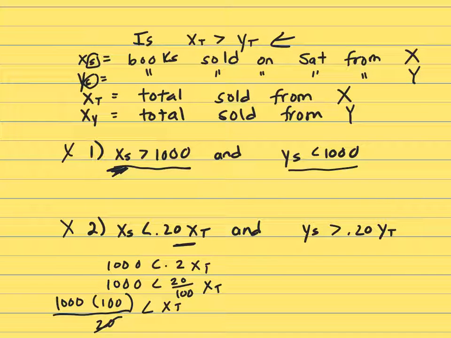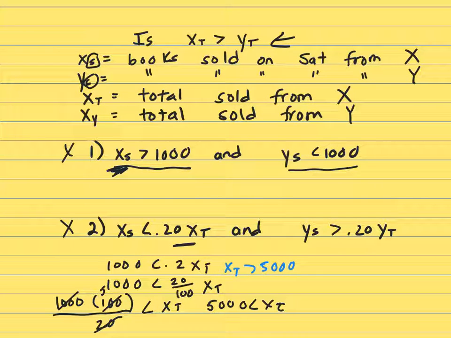So 20 will go into 1,000. Well, 20 will go into 100 5 times, and 5 times 1,000 is 5,000. So you got 5,000 is less than x sub t. Switch that around, and that gives me x sub t is greater than 5,000.